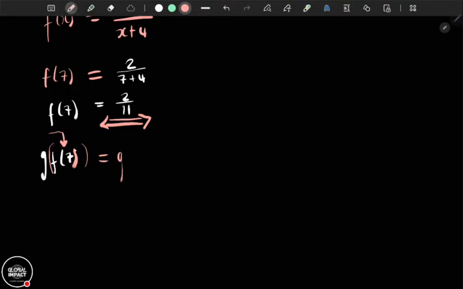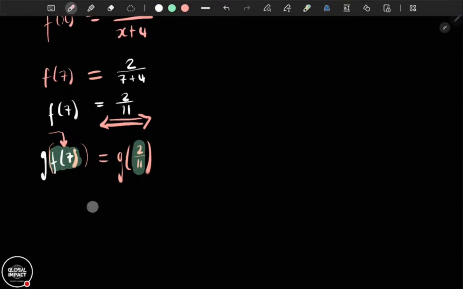So that means you are finding g of 2 over 11, okay? Because instead of f of 7, we can put what we got it to be, 2 over 11. So we are finding g of 2 over 11. Do you know how to find that? You'll be like, yes, I know. I'm just putting 2 over 11 where there was x in g.